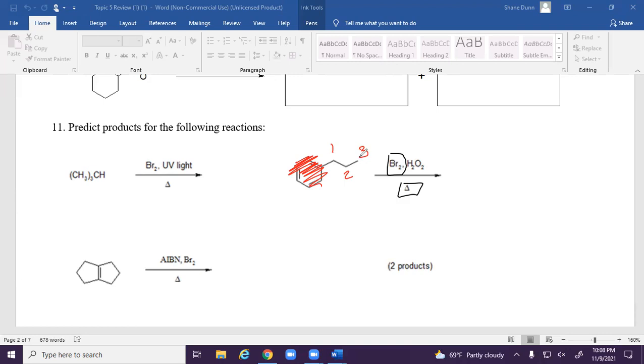Which secondary carbon would form the most stable radical? 1, 2, or 3? Wouldn't it be 1 or 2? Nope. 1. Because it's right outside the benzene ring. It's benzylic. So what this molecule will look like is benzene, bromine. Okay, that one makes sense.